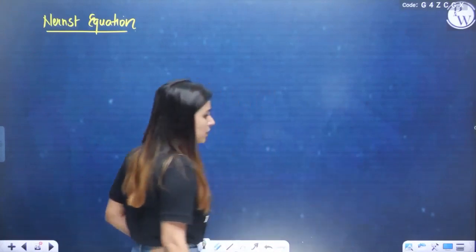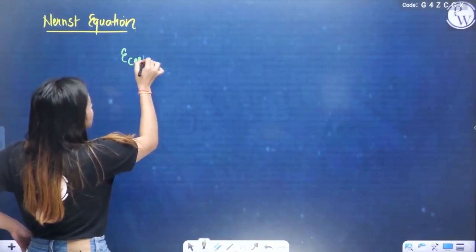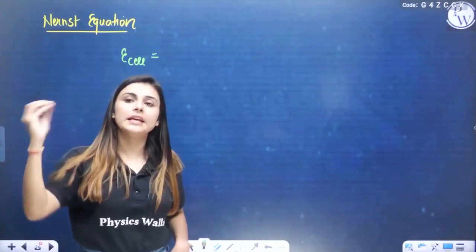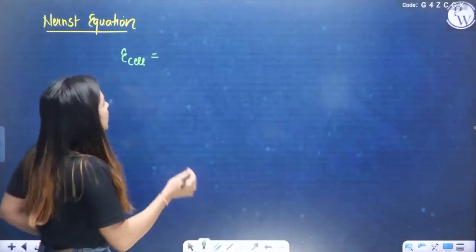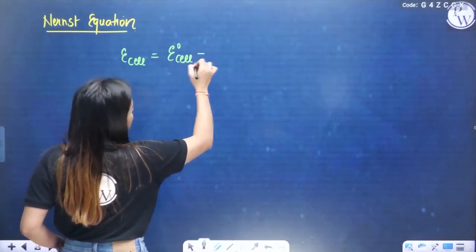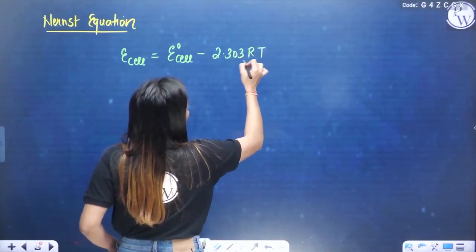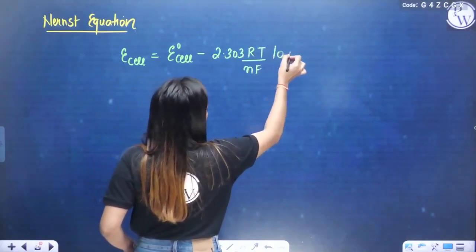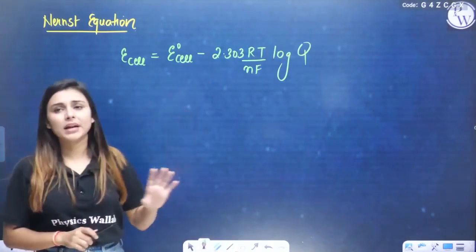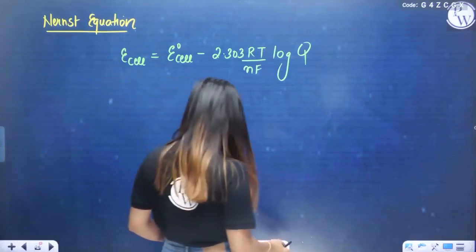You know that E of cell, this time this is not standard EMF of cell, this is E of cell. E of cell was given as E naught of cell minus 2.303 RT upon nF log Q. This was your Nernst equation. Now I'll explain you each and every part. Don't worry. What does each and every part here denote?